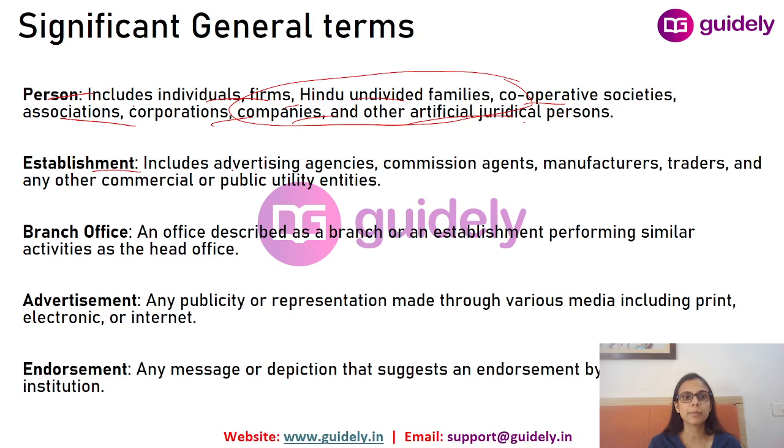Establishment. Establishment means it includes advertising agency, the commission agents, the manufacturers, the traders, and any other public utility entities. They are all called establishment. Branch office. As the name suggests, an office that is described as a branch and carries out the same function as the head office is called a branch office.